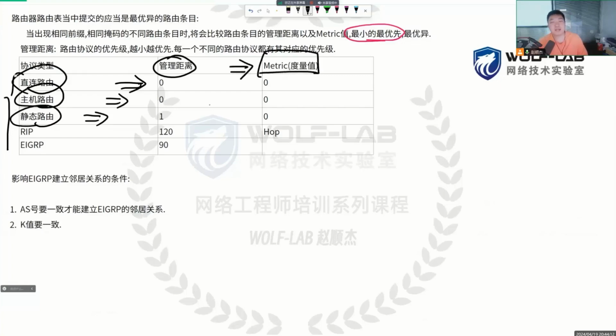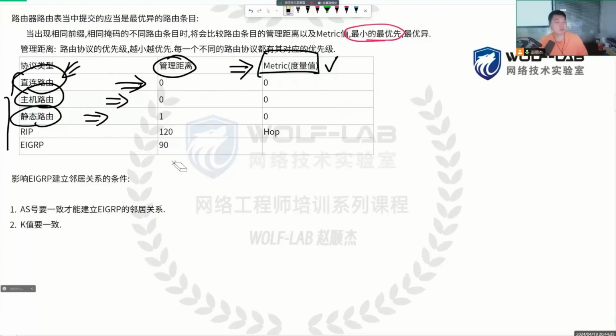And the metric is the cost of the mode of transportation, how much money you need to spend. Understand, students, the metric is similar to a cost value. It's the cost of using the mode of transportation, how much you need to pay to reach the destination address. This is the metric. Similarly, the less money you spend, the higher the priority.